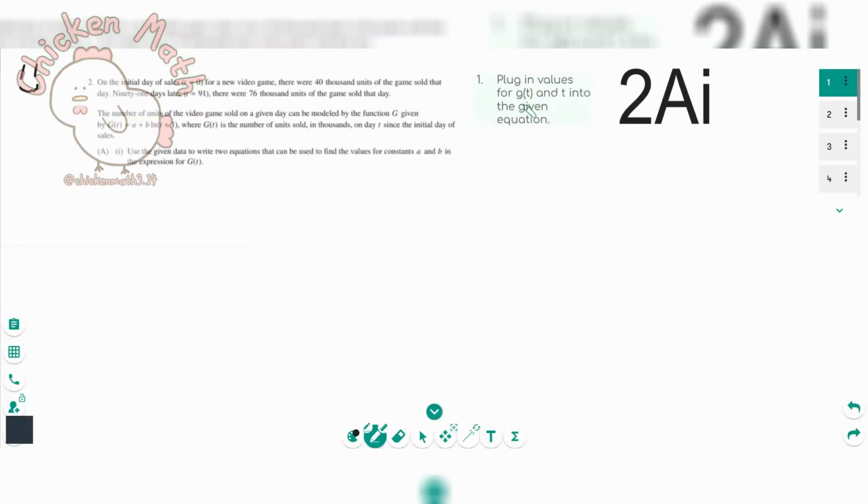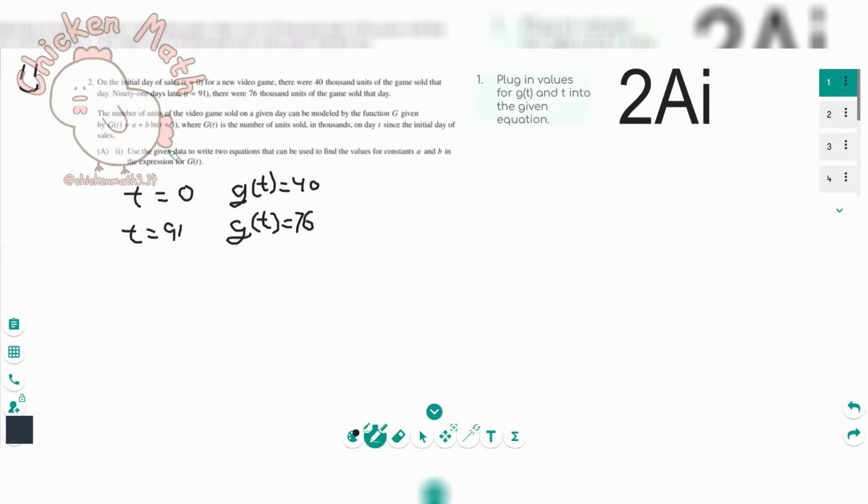So we're going to plug in values for g of t and t into the given equation because we are given values already. So when t equals 0, g of t, units sold in thousands, is going to be 40. And when t equals 91, 91 days have passed, g of t is going to be 76. We're getting the information directly from the question right here.